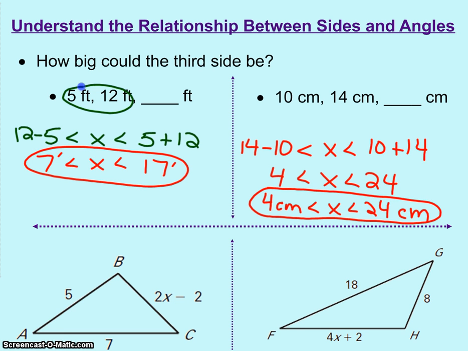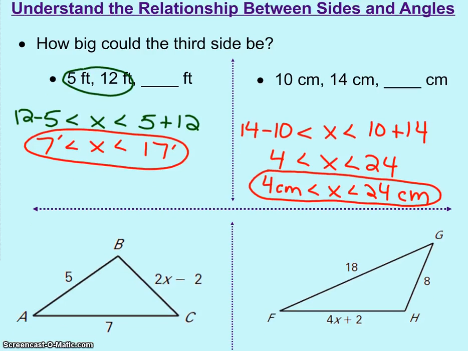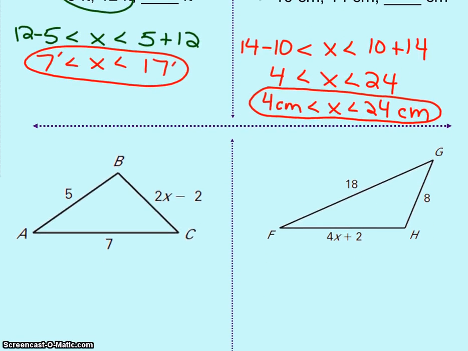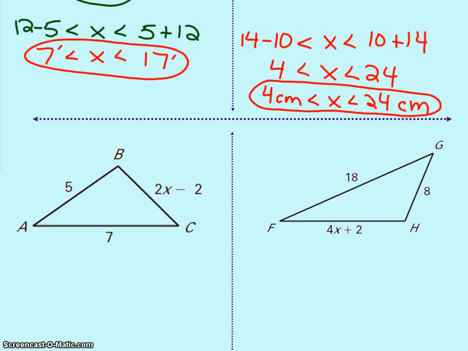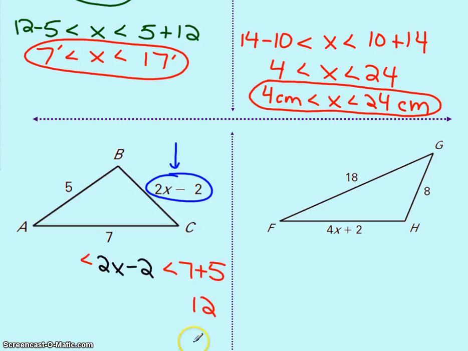Now we're going to step it up a bit. We're going to move down here to my left triangle. So just like before, I said that x had to be between the sum of the two sides that are given and the difference of the two sides. It's almost the same idea here. It's just this time we don't just have a third side that we're looking for. We're given an expression for that third side.